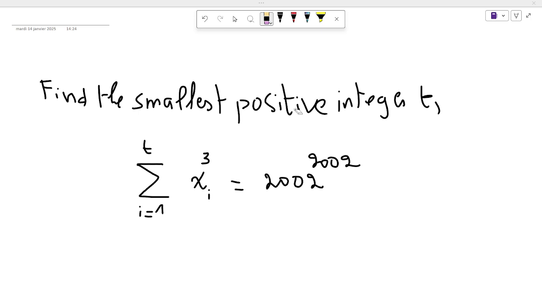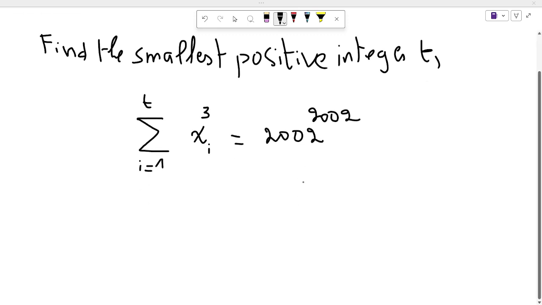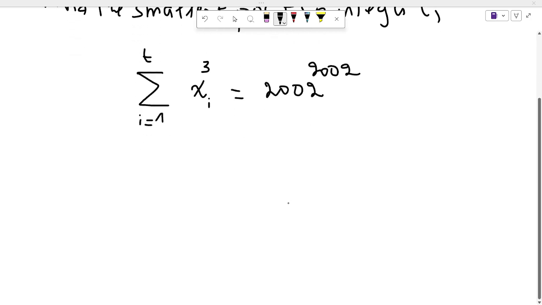Hello everybody. So today we'll be looking at this very interesting problem from the International Mathematical Olympiad. Our goal is to find the smallest positive integer t such that the sum from i equals 1 to t of xi to the power 3 is 2002 to the power 2002. It is quite interesting to first try and work modulo 9.